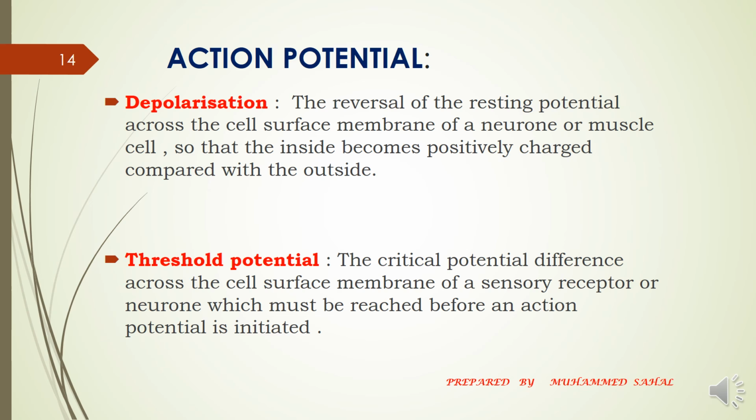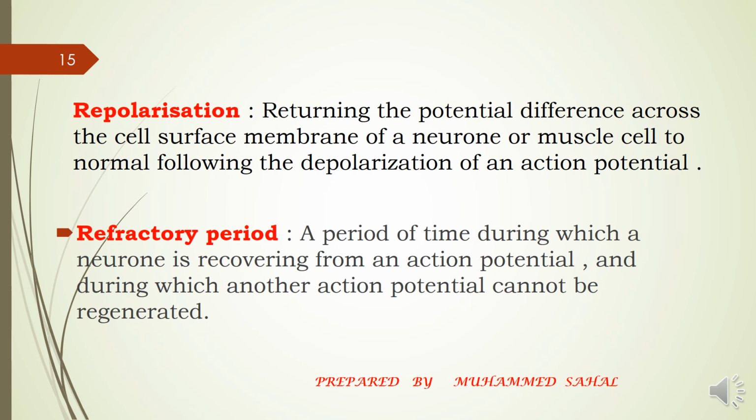Second term, threshold potential. The critical potential difference across the cell surface membrane of a sensory receptor or neuron, which must be reached before an action potential is initiated. In this slide, we discussed depolarization. Here, repolarization. Returning the potential difference across the cell surface membrane of a neuron or muscle cell to normal following the depolarization of an action potential.